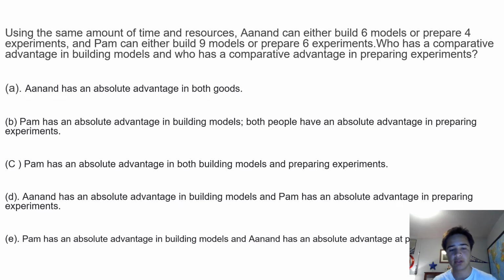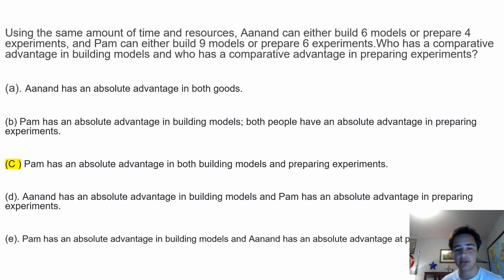Let's get into this one. So here's an example problem for you guys to look at. Using the same amount of time and resources, Anand can either build 6 models or prepare 4 experiments, and Pam can either build 9 models or prepare 6 experiments. Who has a comparative advantage in building models, and who has a comparative advantage in preparing experiments? So feel free to pause the video and figure it out. I suggest drawing a table.